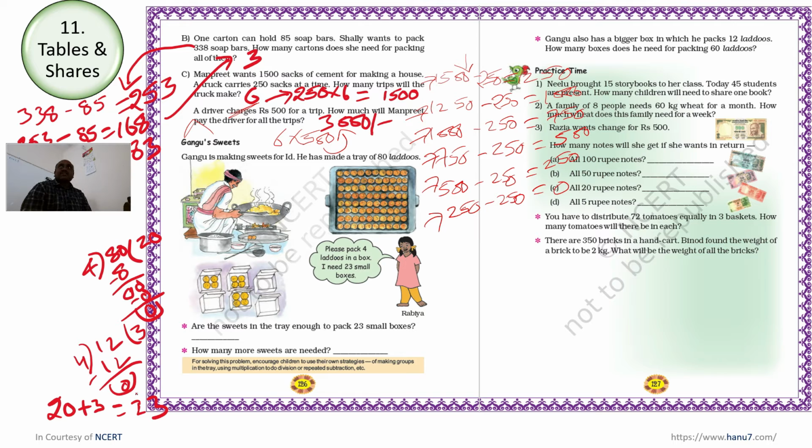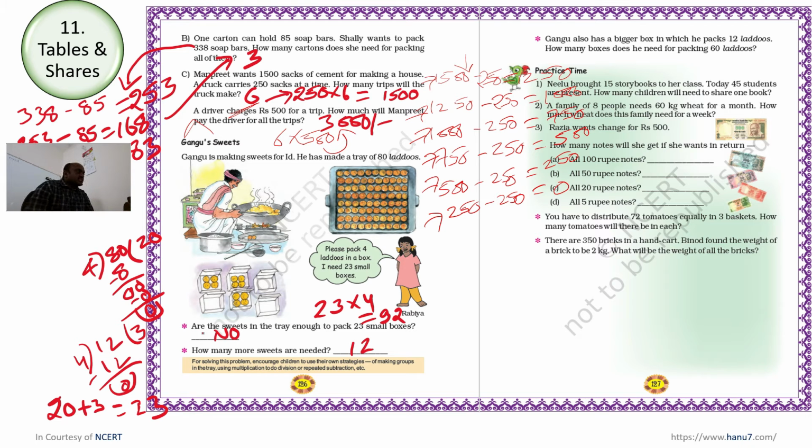Like this you have to calculate the total number of boxes required. So 23 into 4 is equal to 92. But how many laddus are available in this tray? There are only 80 laddus available. So 92 minus 80 will be how much? It is 12. 12 laddus are short.